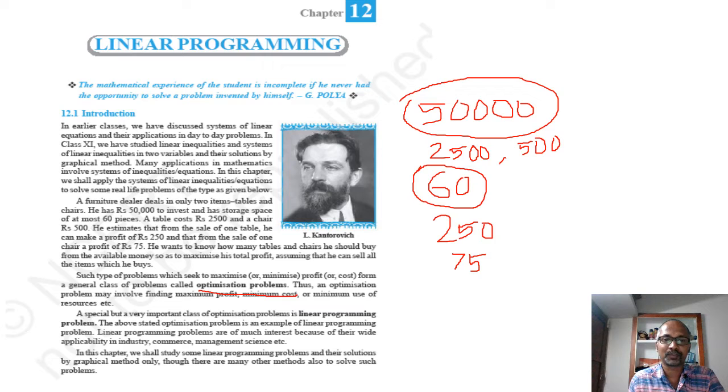A linear programming problem is a special type of optimization problem which we are going to see in this chapter. This is very much used in the fields of management, commerce, economics, marketing, etc. Now let us go into a little bit more detail.